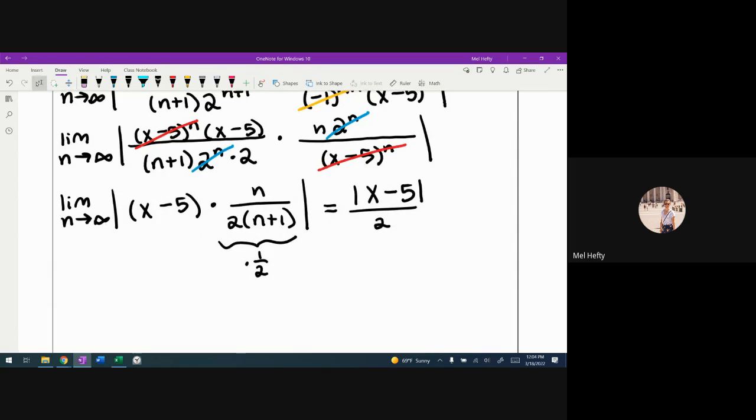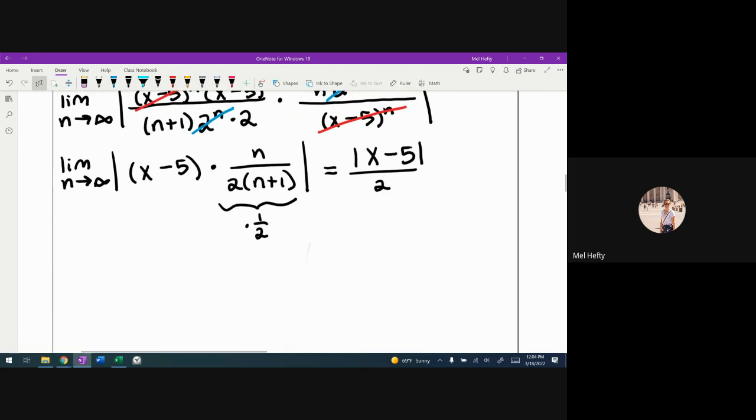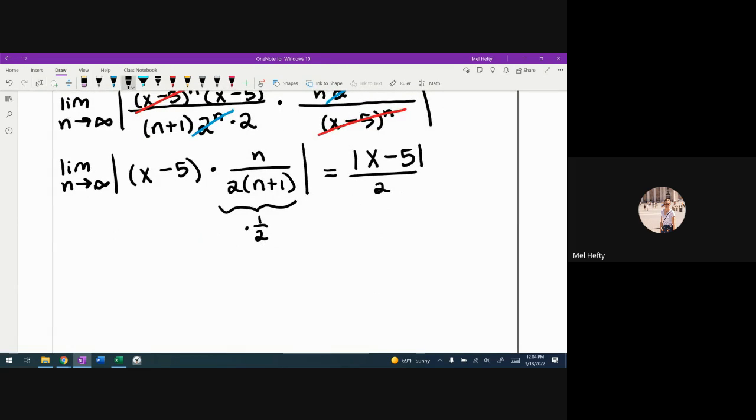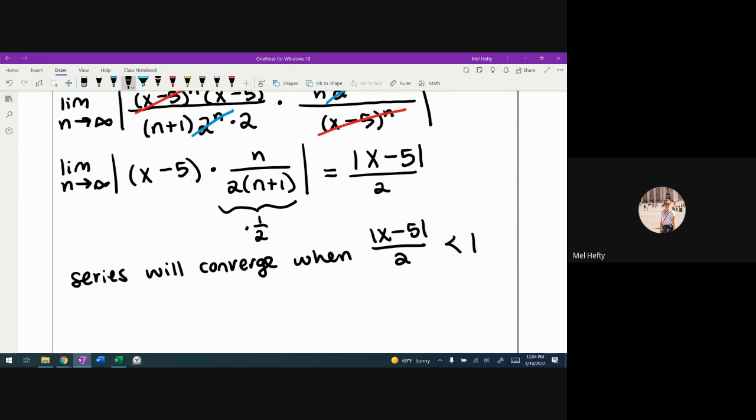We compared it to a number. What number did we compare it to? 1. So I'm going to write a sentence that I usually probably wouldn't write. I'll show you what I probably would write. So we know that this series will converge when this fraction that we got as a result of our ratio test is less than 1.